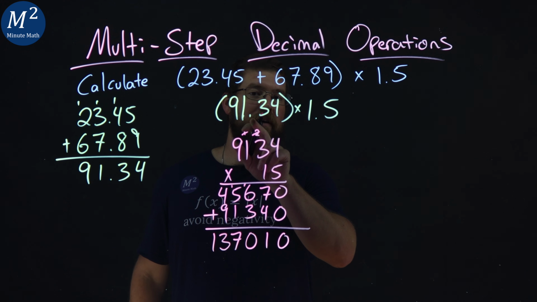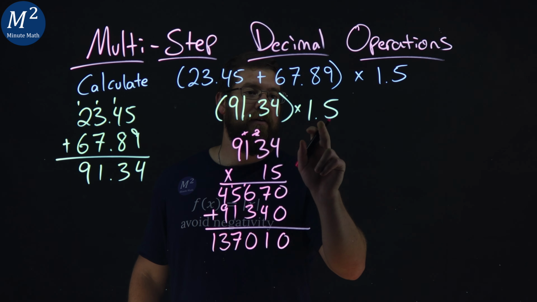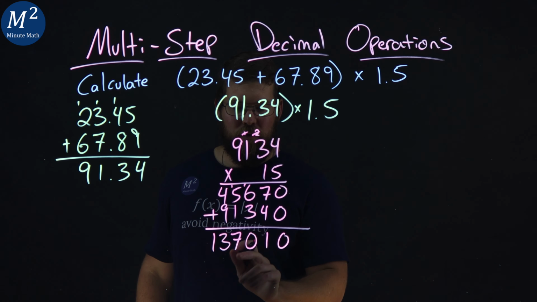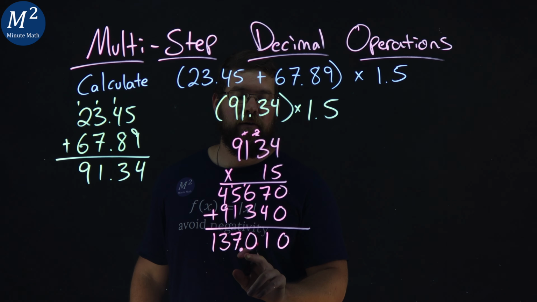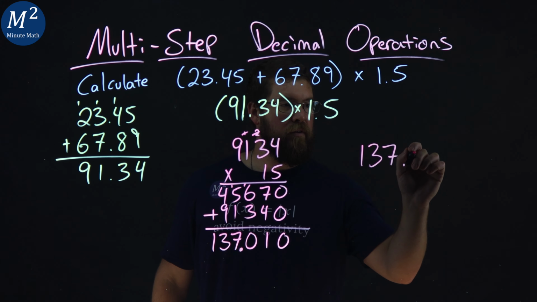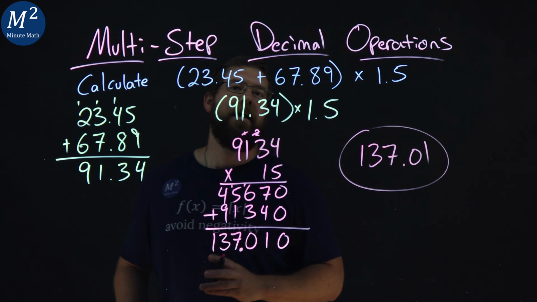So now we look at our decimals. We have two decimal places here, and 1 here. 2 and 1 make a 3. 1, 2, 3, right here. We don't need that last 0 written down. 137.01. And that is our answer.